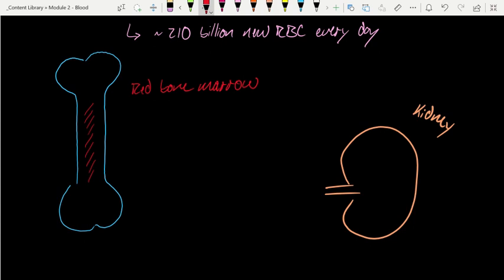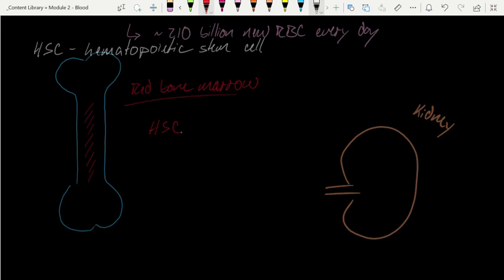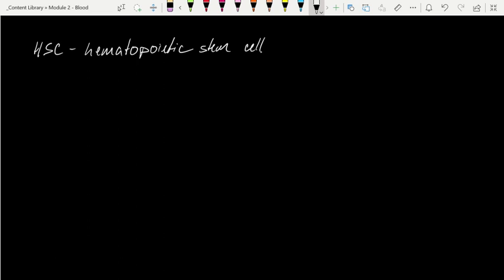So let's focus, first of all, on what's going on in the red bone marrow. Within the red bone marrow, we have a stem cell called a hematopoietic stem cell. I'm just going to abbreviate that HSC, hematopoietic stem cell. I just want to quickly define what this word right here means when we talk about stem cells. A stem cell is a cell that can divide asynchronously, right?